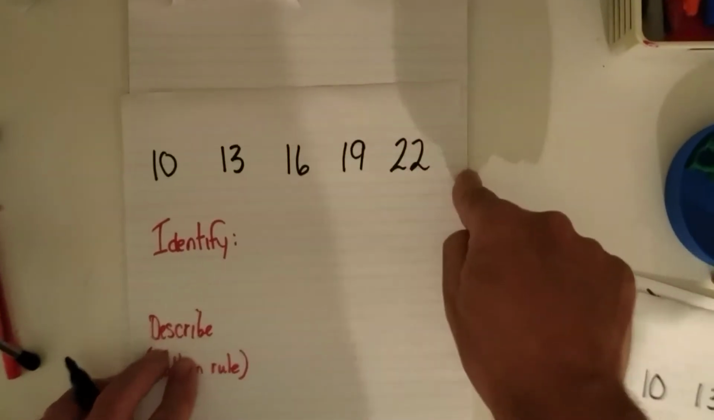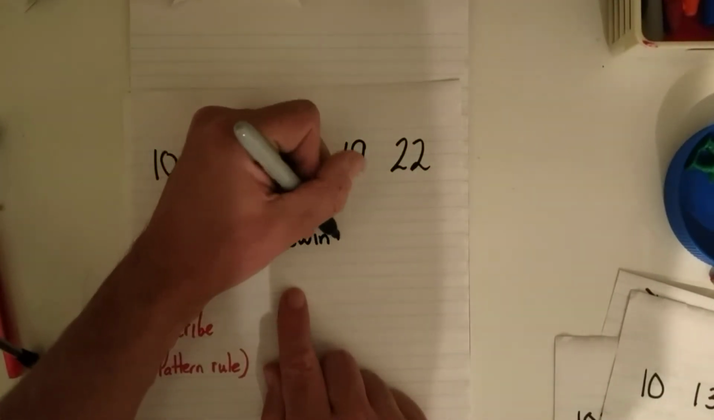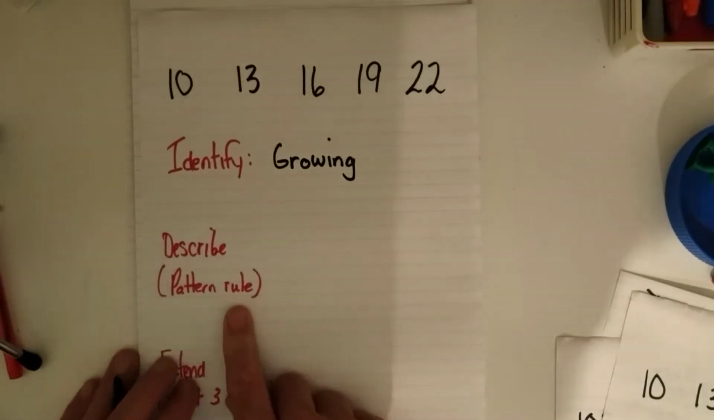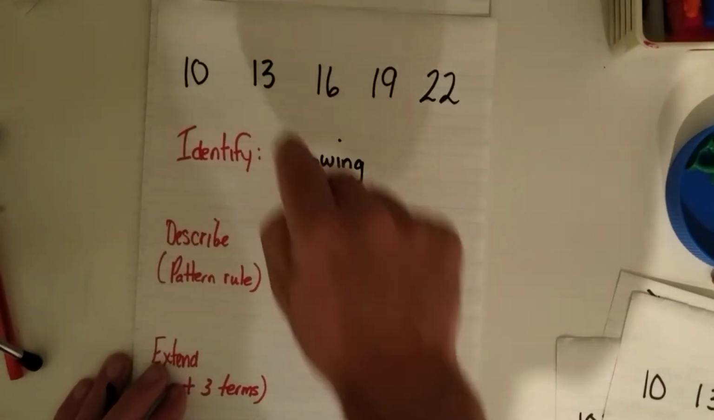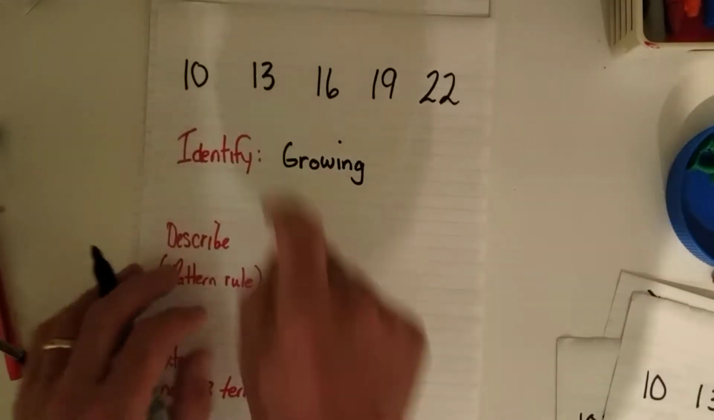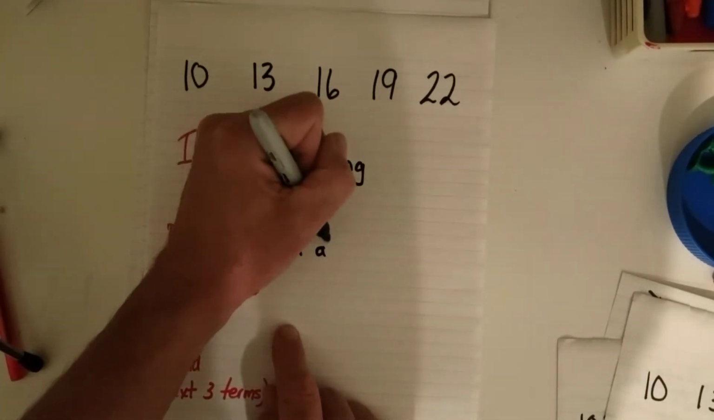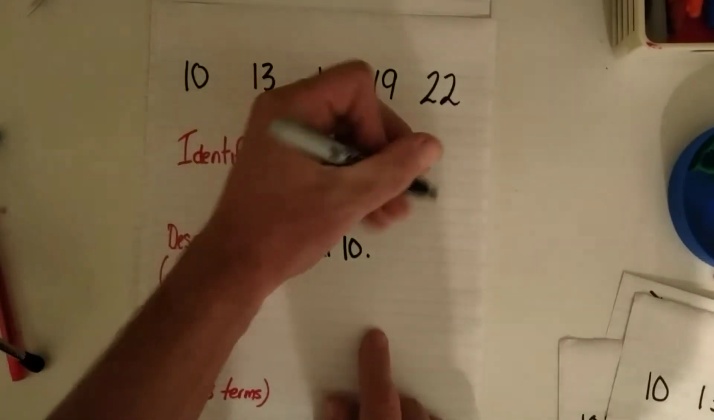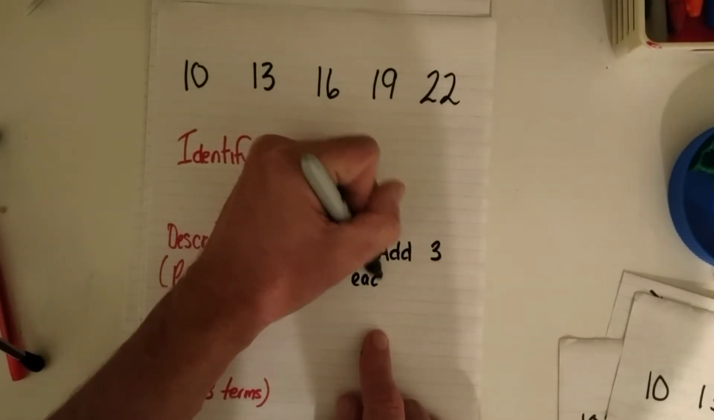The second type of pattern we looked at is a pattern that goes up when the numbers keep getting bigger. We call that a growing pattern. So they need to identify a growing pattern when they see it. They need to identify the pattern rule. In this case, we want to always write it the same way. We want to identify our first number. So we're going to write start at 10, and then what is it doing? It's adding 3 each time.